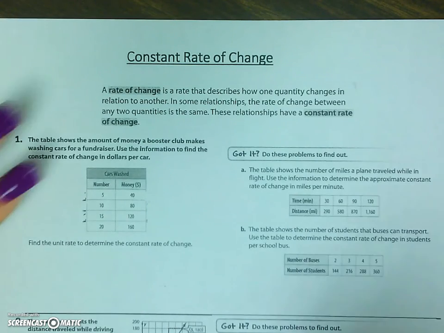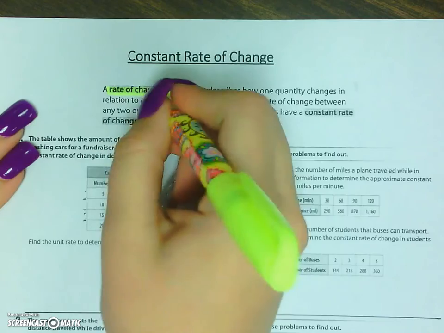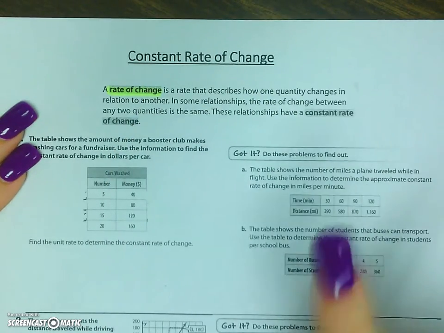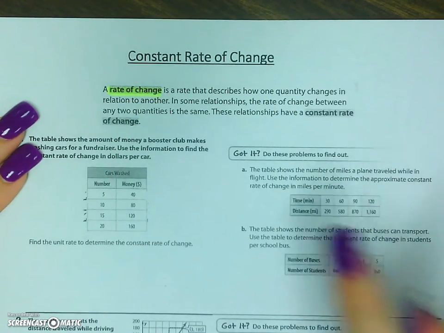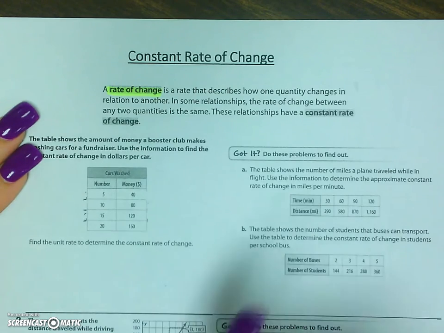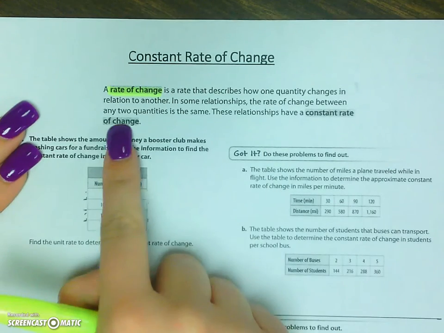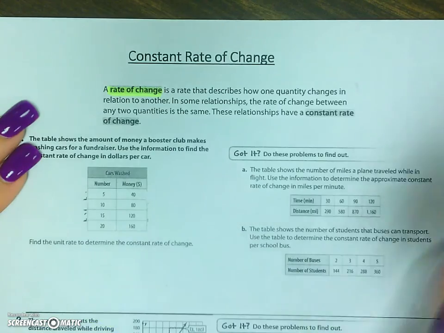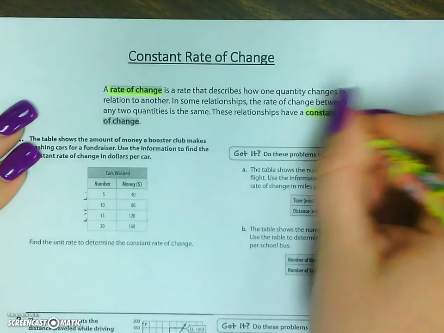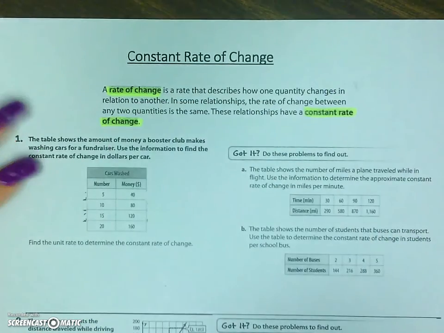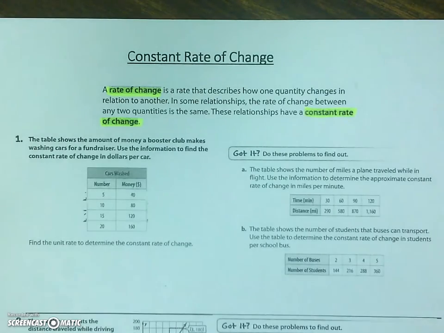A rate of change, you can highlight that if you want, is a rate that describes how one quantity changes in relation to another. In some relationships, the rate of change between any two quantities is the same. These relationships have a constant rate of change, okay? So the best way to explain this is to look at an example.